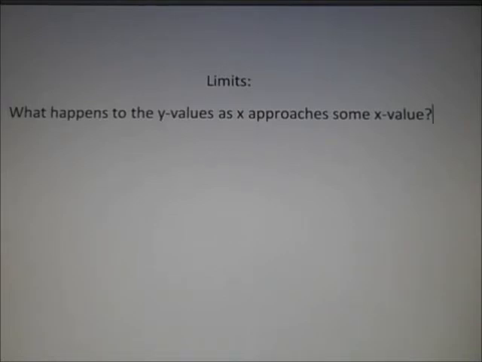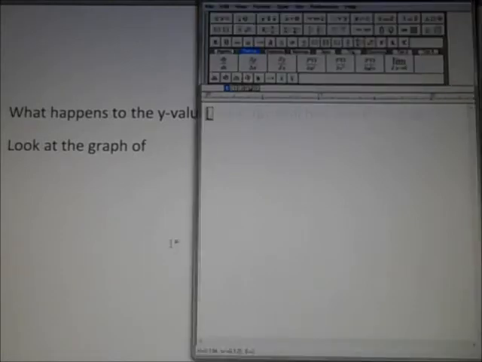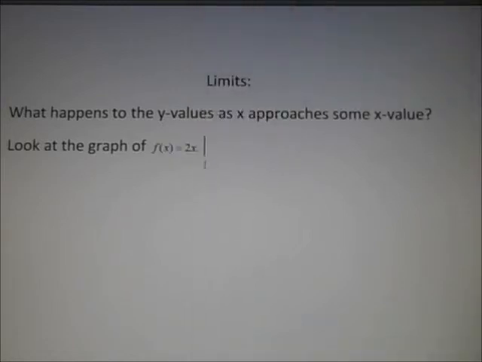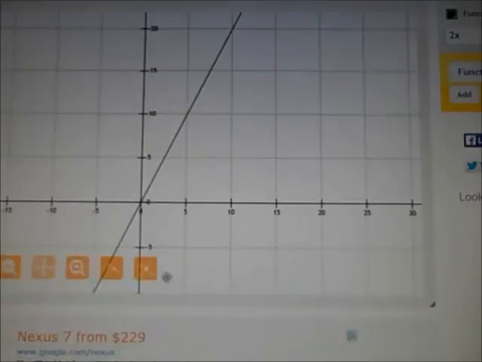So for example, let's look at the graph of f of x equals 2x. So I'm looking at the graph of f of x equals 2x, and I have that graphed here. So this is my graph of f of x equals 2x. And then let's say I'm looking for x values going towards 5. So here's x equals 5, and look at my graph corresponding to that. So here's the point corresponding to x equals 5.